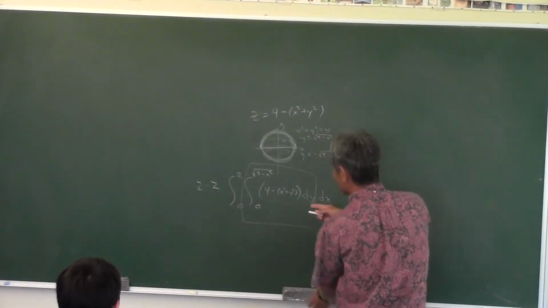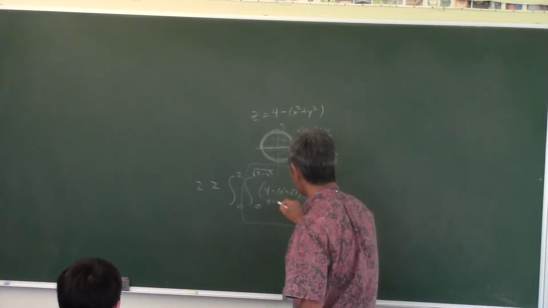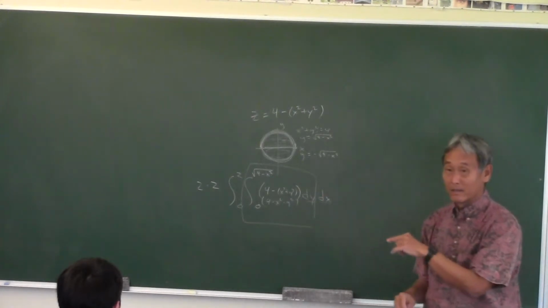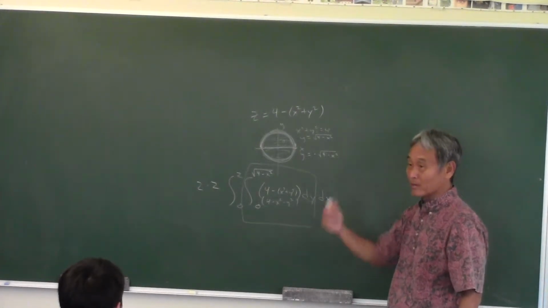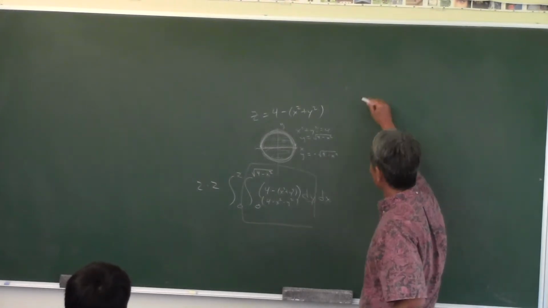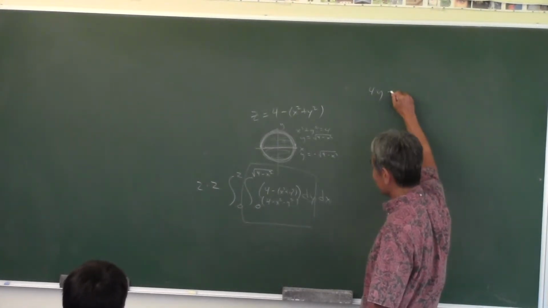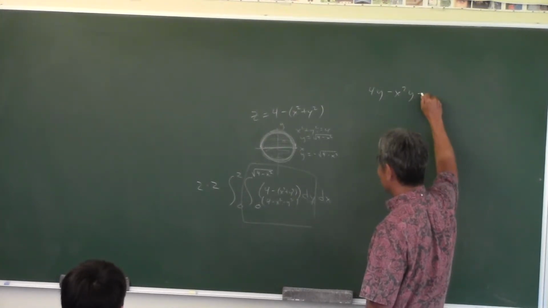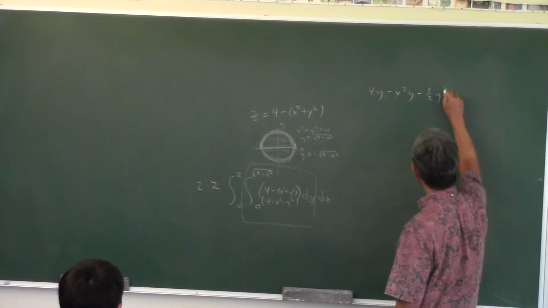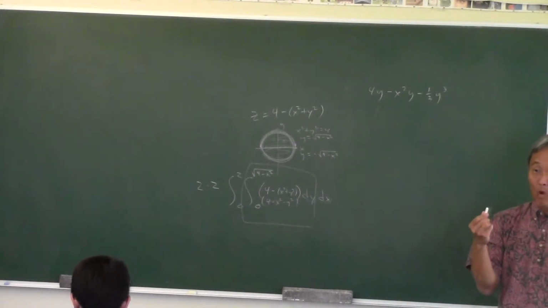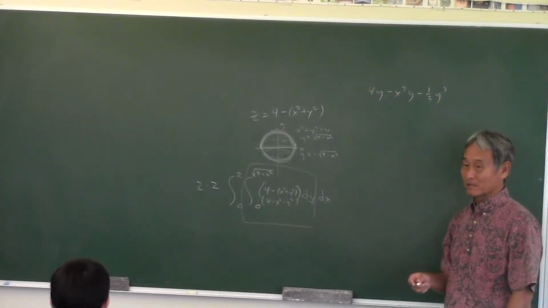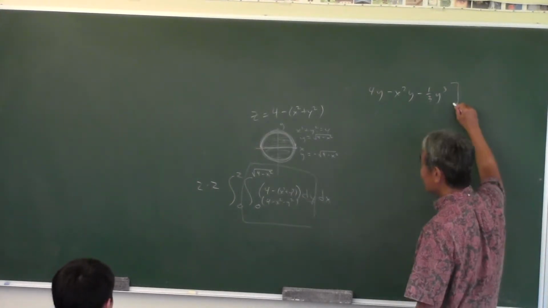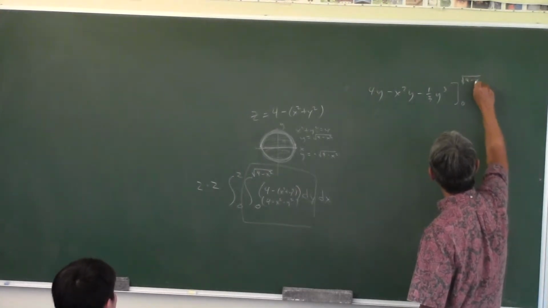So this is like 4 minus x squared minus y squared. You gotta integrate that with respect to y. So what's the antiderivative of this with respect to y? Negative. 4y minus x squared y minus 1/3 y cubed. Everybody got that? Because we're integrating with respect to y, all other variables are constants. Okay, from 0 to root 4 minus x squared.